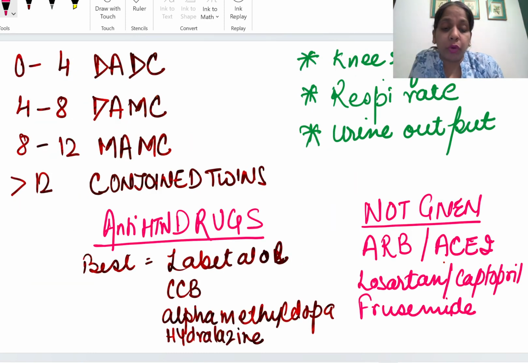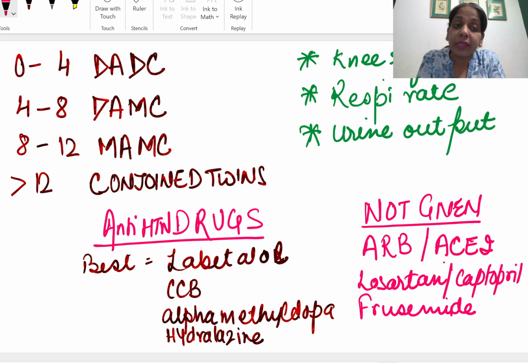Similarly, there was one more table in twins. In the first 4 days, if the zygote divides, then it is diamniotic, dichorionic. If on days 4 to 8 it divides, it is diamniotic, monochorionic. If on days 8 to 12 it divides, it is monoamniotic, monochorionic. If after 12 days it divides, it is conjoined twins.